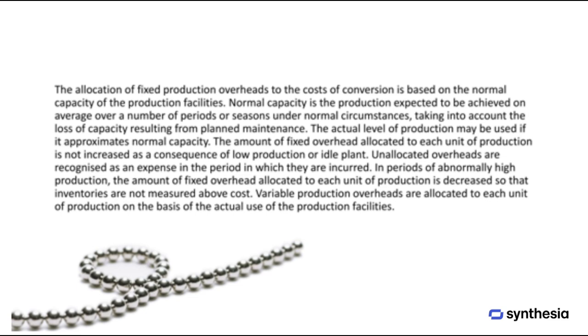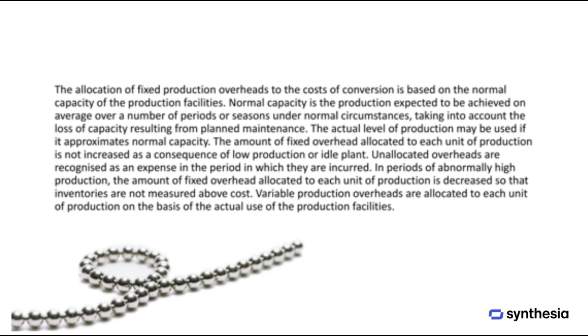Fixed production overheads are allocated to the cost of conversion based on the normal capacity of the production facilities. Normal capacity refers to the average production expected over several periods under typical conditions, considering any planned maintenance downtime. If actual production closely matches this normal capacity, it may be used for allocation. Importantly, the fixed overhead assigned to each unit does not increase due to low production levels or idle equipment. Any overhead that cannot be allocated is recorded as an expense in the period it occurs.